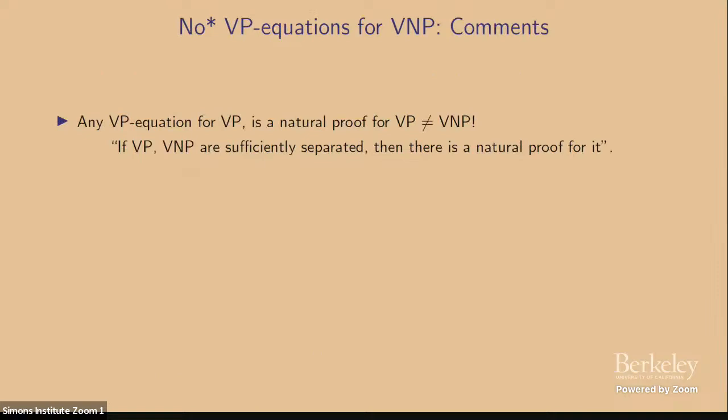Okay, so some comments about this, because this is quite an interesting result, even though it is apparently simpler to prove. What this means is that if you now show existence of any VP equation for VP, then that equation, subject to the permanent being hard enough, will witness the separation of VP and VNP. This is just brilliant. It basically says that if VP and VNP are sufficiently separated, then there is also an algebraic natural proof that witnesses the separation.